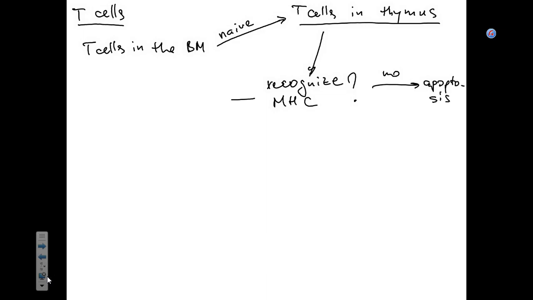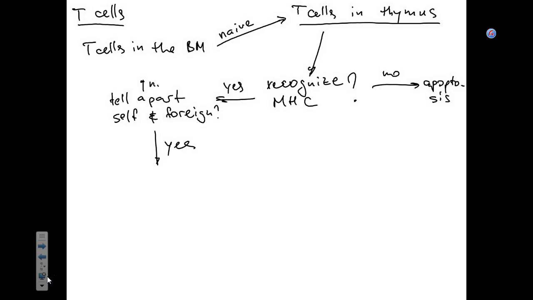And the ones that can go to the second step, which is like in B cells, the ability to distinguish self versus foreign. Does that make sense? And if yes, that's a good cell, right? If no, what happens to them? They die as well, apoptosis.